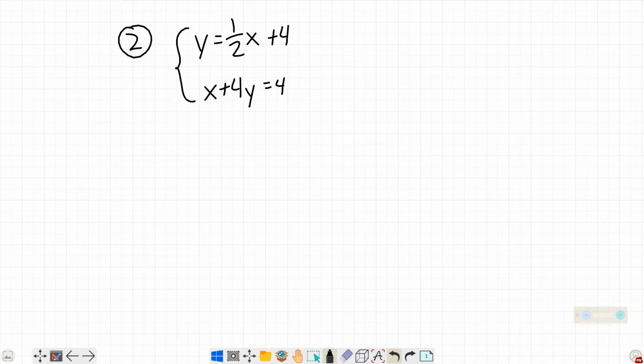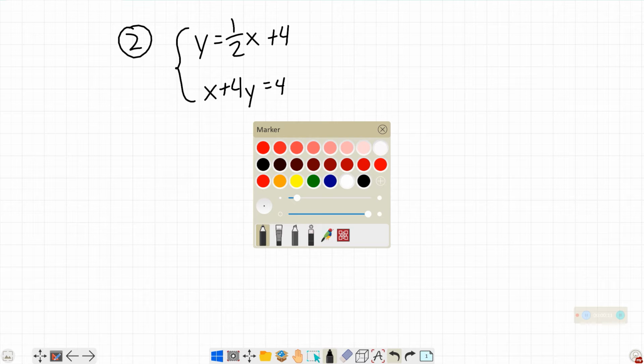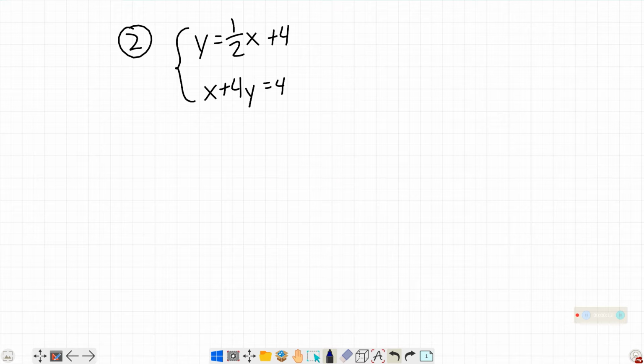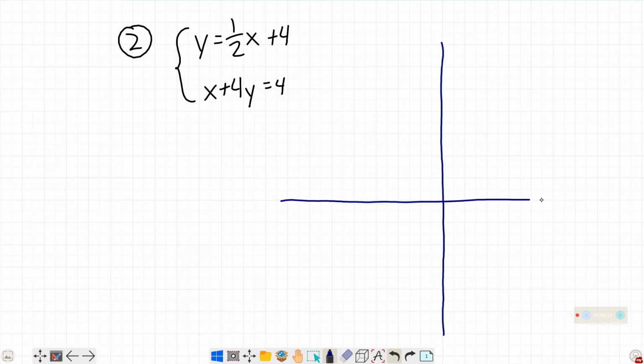On number 2, we are asked to sketch the graph of the linear system on a coordinate plane. So I have the first equation, which is in slope-intercept form, and I'm going to graph that in blue. And then I have the second one, which is not in slope-intercept form, so I'm going to do that one just a little bit differently.